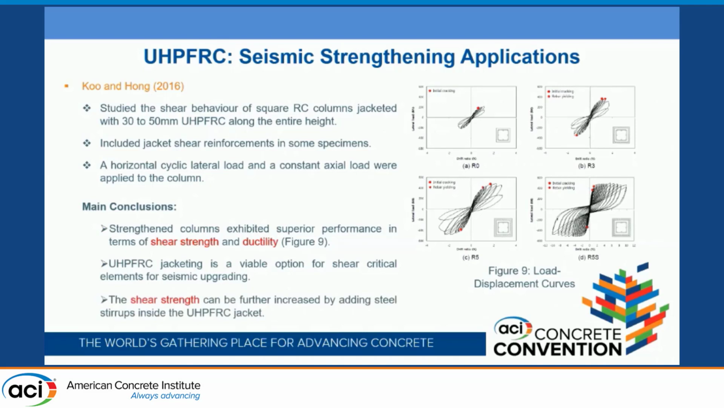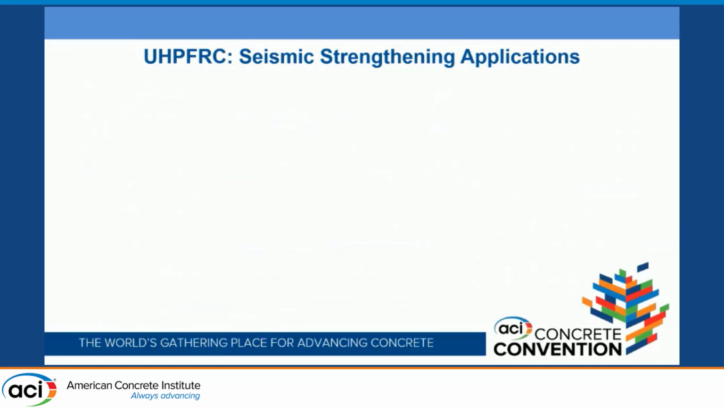He also reported that the shear strength can be further increased by adding steel stirrups inside the jacket, and that's what we see in specimen R5S. There is a clear difference between R5S and the other specimens, and this is due to the shear reinforcement.